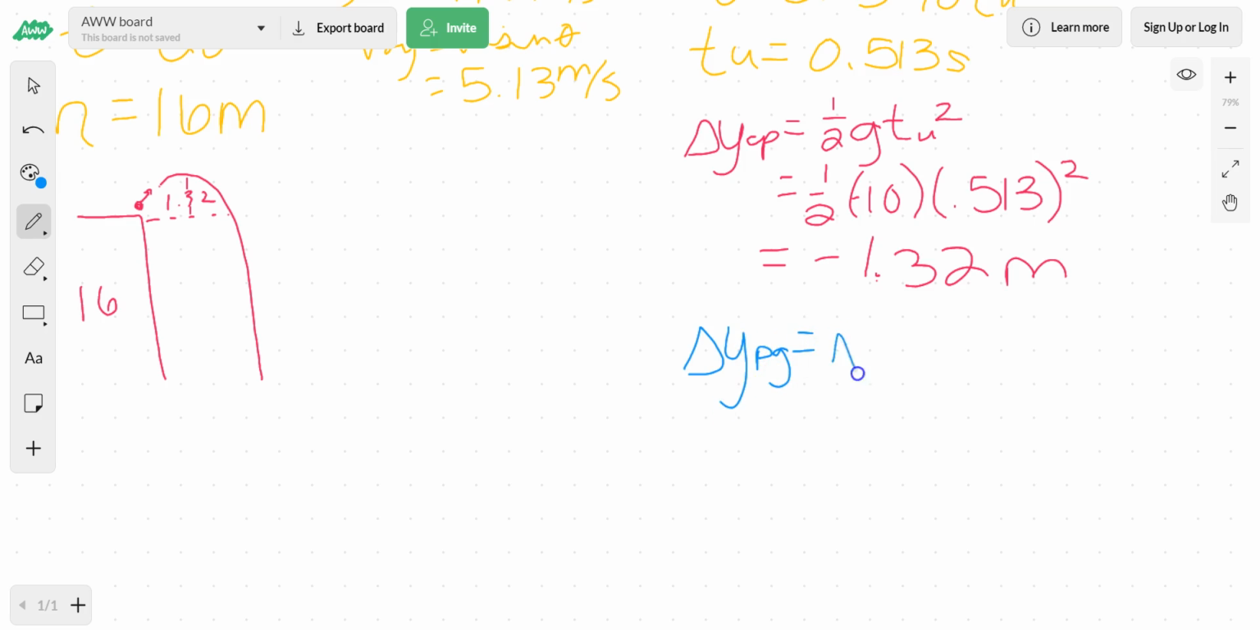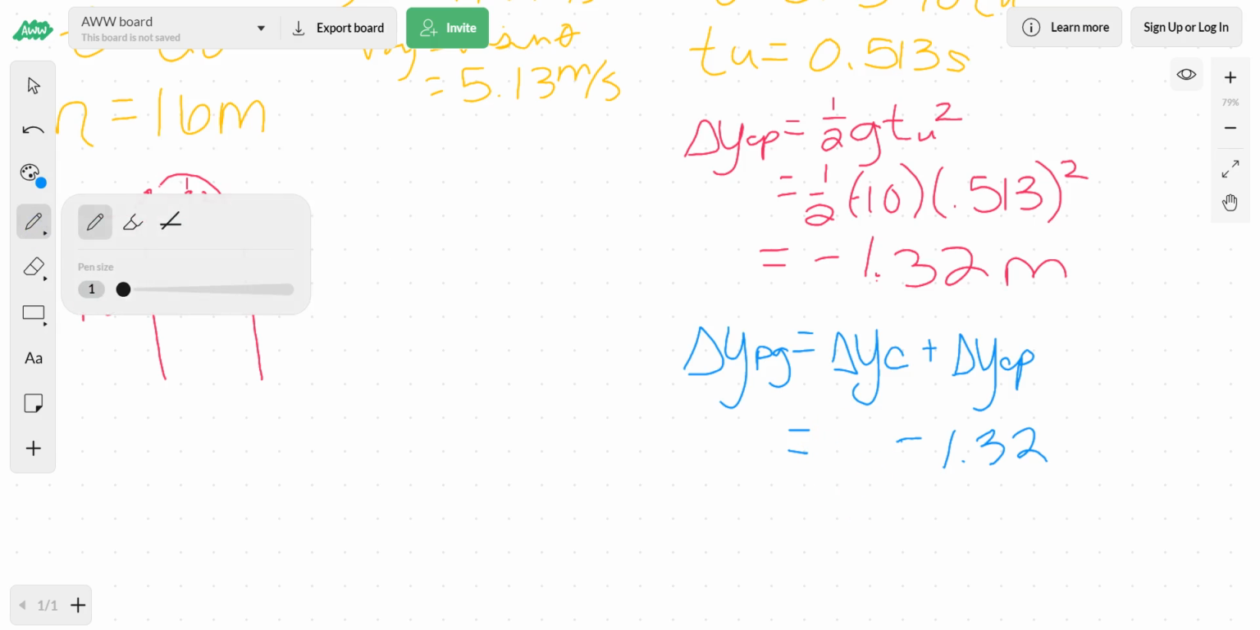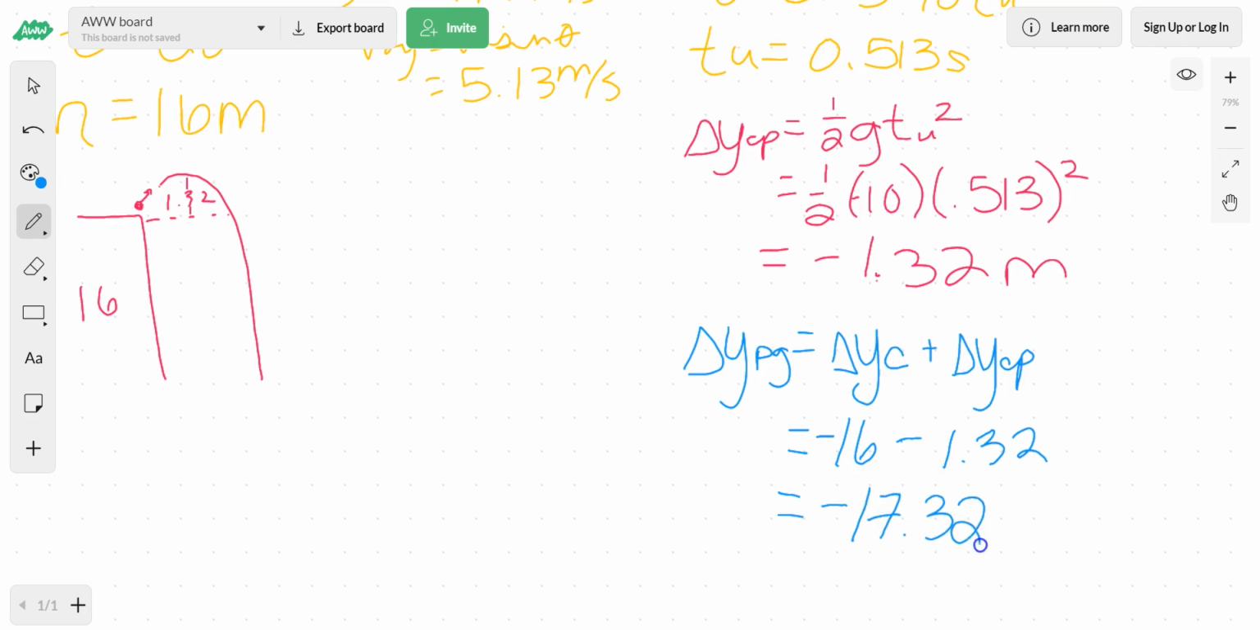And delta y peak to ground is when you take the change in height of the cliff and you add it to the change in cliff to peak. Now, if the height is 5, that means that the change is negative 5. So it's going to be negative 5 minus 1.32. But for this problem, I'm sorry about that, the change is 16. So negative 16 minus 1.32, which means the change in peak to ground is negative 17.32. So the total height the object is above the ground is 17.32 meters.